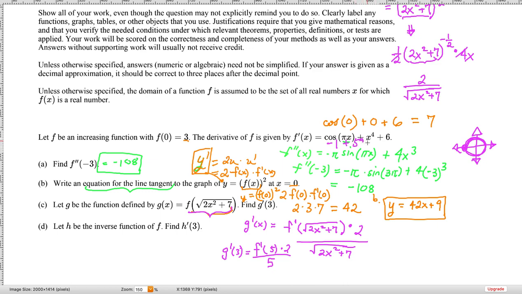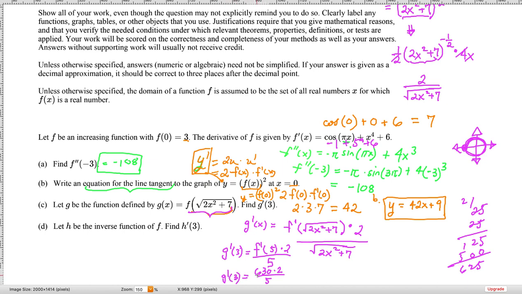5 to the 4th plus 6. 5 to the 4th is 25 times 25, which is, I believe, 625. So it's 625 for that, plus 5 is 630. Or, yeah, so 630 times 2 over 5, g prime of 3.